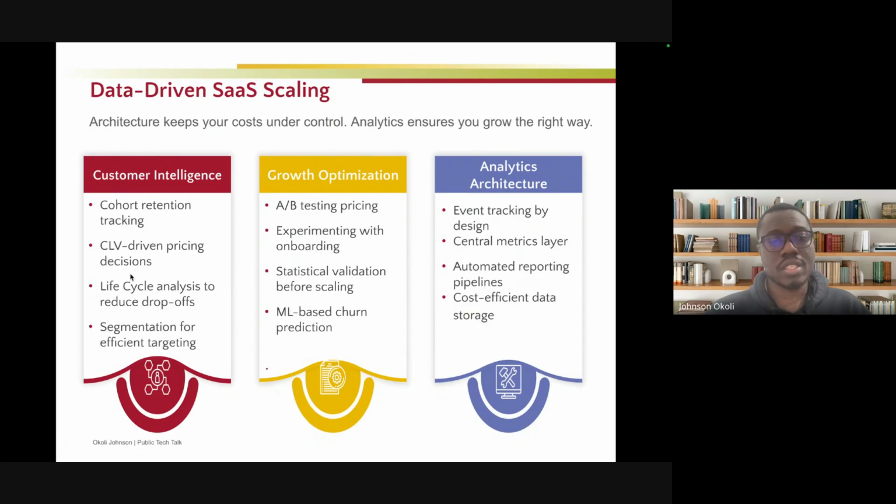Then life cycle analysis to reduce drop-offs too. You also want to check your metrics to know where you're having drop-offs in terms of the analysis, where the users are not actually getting the required resources they need to be able to execute their actions. Then you have to segment for efficient targeting.